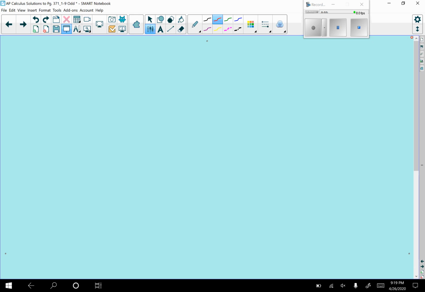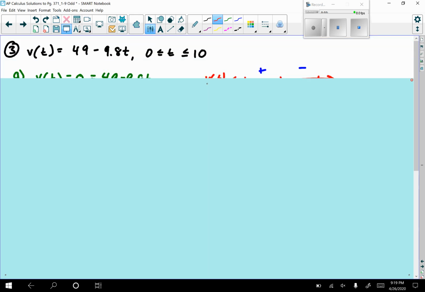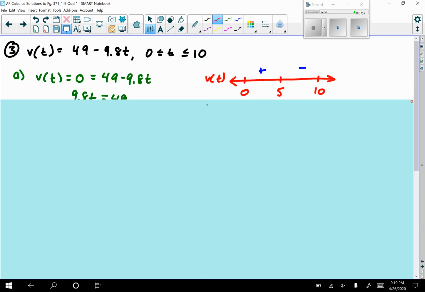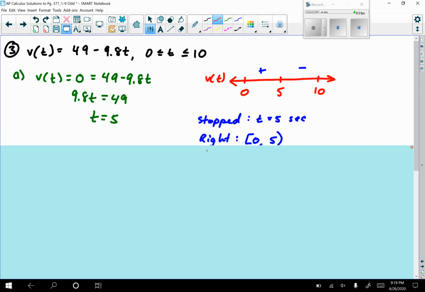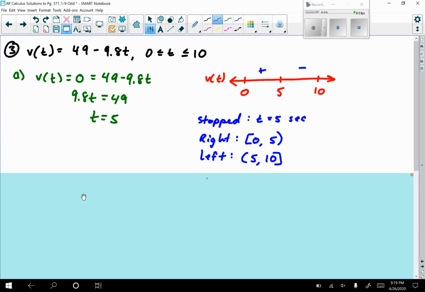All right, for number 3, I didn't know that could change colors. All right, so we're given v of t is equal to 49 minus 9.8 t between 0 and 10 inclusive, so just the same first step, moving to the right, left, and stopped. So v of t is equal to 0 when t is equal to 5, so we only have one critical number.